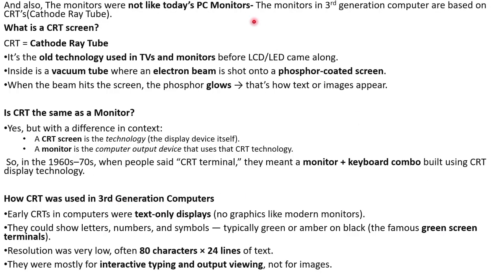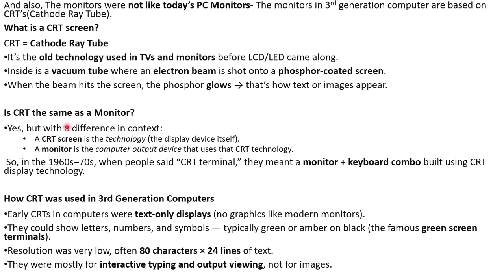Moving forward, the monitors were not like today's PC monitors. The monitors in third generation computers were based on CRT, cathode ray tube. What is a CRT screen? It is an old technology used in TVs and monitors before LCD or LED came along. Inside a vacuum tube, an electron beam is shot at a phosphorus coated screen. When the beam hits the screen, the phosphorus glows, and that's how text or images appear.